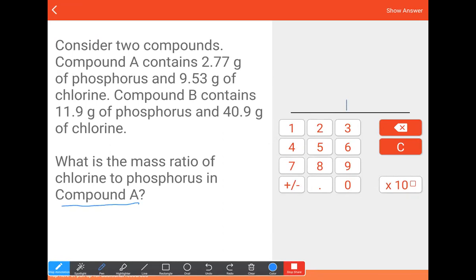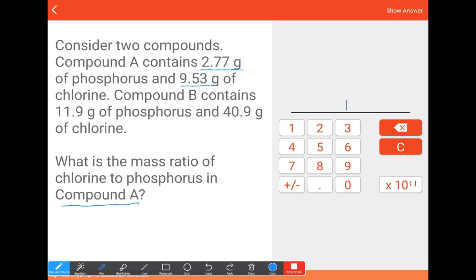Consider two compounds. Compound A contains 2.77 grams of phosphorus and 9.53 grams of chlorine. So this is one of our laws talking about proportions. And so we're given mass because that's how we can find it using scientific instruments. But what it's really boiling down to is that ratio of atoms, right? We can't have partial atoms. We can't have partial phosphorus atoms or partial chlorine atoms. And so it has to solve to a whole number ratio.